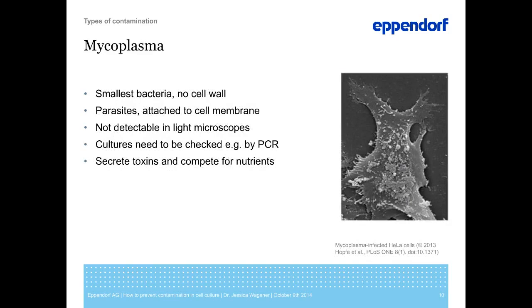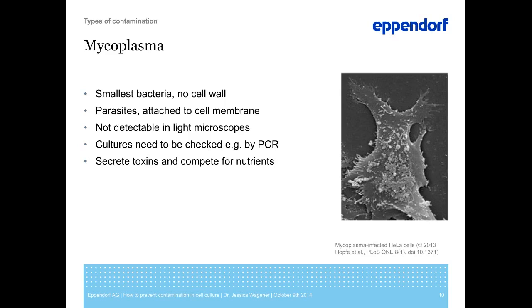The next and not so nice contaminations are special types of bacteria called mycoplasma. They are very small, have no cell wall, and grow as parasites attached to the cell membrane. The bad thing about these guys is that they are not detectable in light microscopes. So even if we monitor our cell lines regularly, we wouldn't detect them. They don't flow in the medium like other bacteria, but are attached to the cells. That makes them somewhat invisible. In order to find whether your culture is clean or contaminated, you need to check the culture, for example, with a PCR test.